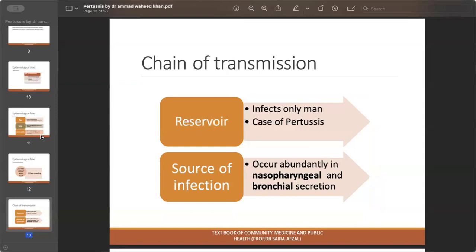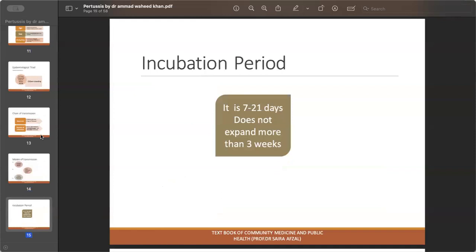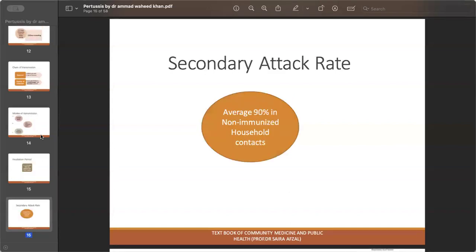Chain of transmission. Reservoir: infects only man, the case of pertussis. Source of infection: the organism occurs abundantly in nasopharyngeal and bronchial secretions. Mode of transmission: through droplet nuclei and direct contact with the infected person. The role of fomites is very small. Incubation period is 7 to 21 days, and does not extend more than 3 weeks. Secondary attack rate averages 90% in non-immunized household contacts.